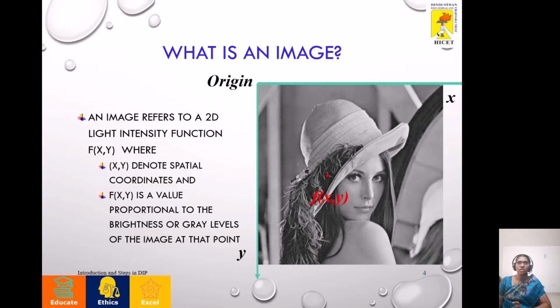What is an image? Image refers to the two-dimensional function f(x, y), where x and y are the spatial coordinates and f represents the gray level or brightness at the respective spatial coordinate. This is called a pixel, and the collection of all pixels together forms the image. And the image can be analog or digital. If x, y and f are all continuous, then the image is called an analog image. If x, y and f are all discretized, then the image is called a digital image.